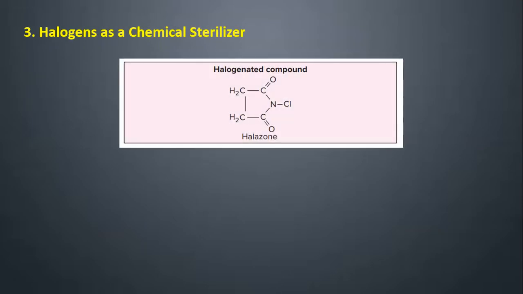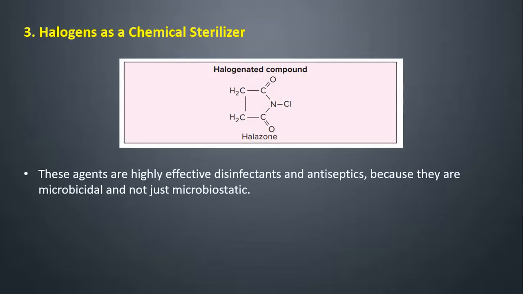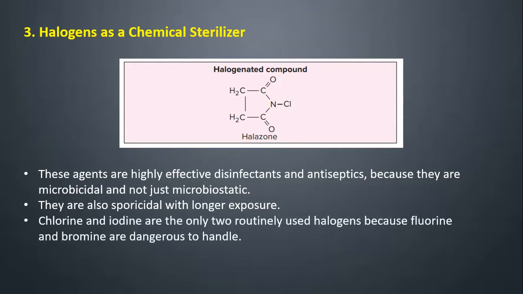Now, we will talk about halogens. These agents are highly effective disinfectants and antiseptics because they are microbicidal and not just microbiostatic. They are also sporicidal with longer exposure. Chlorine and iodine are the only two routinely used halogens because fluorine and bromine are dangerous to handle.